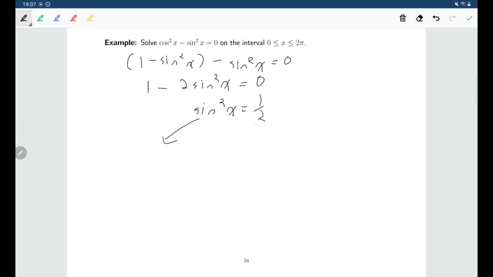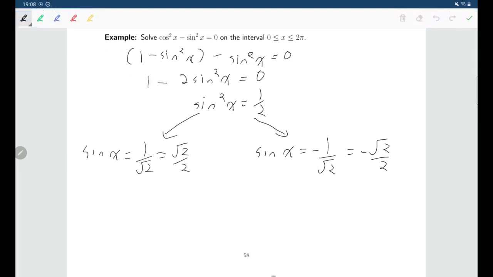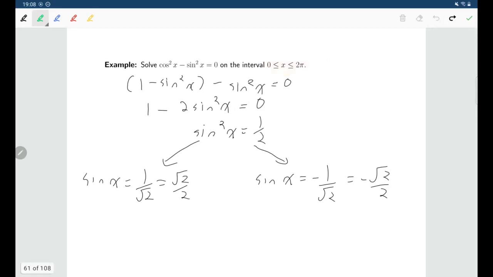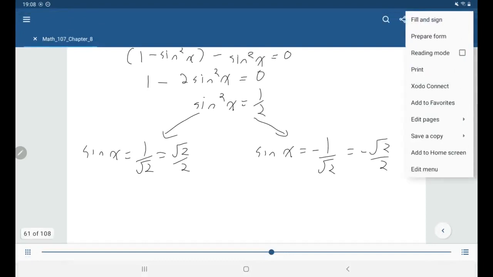which means that sine of x is equal to plus or minus the root of a half. So positive root of a half, negative root of a half, which of course is the same thing as root 2 over 2 and negative root 2 over 2. And then we just need to find out what are the angles that solve this equation. Again, going back and looking at our interval, we're looking for all the solutions within one full revolution between 0 and 2 pi.